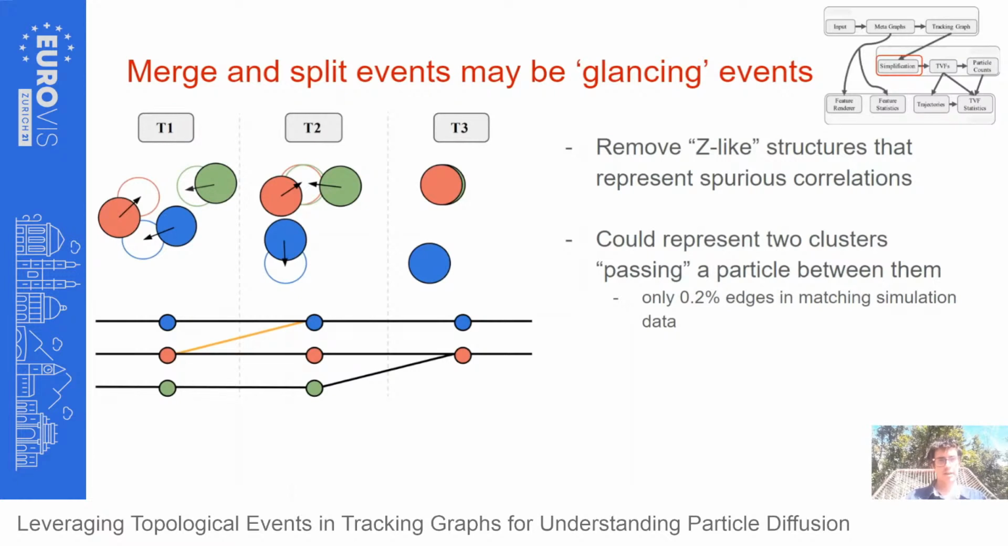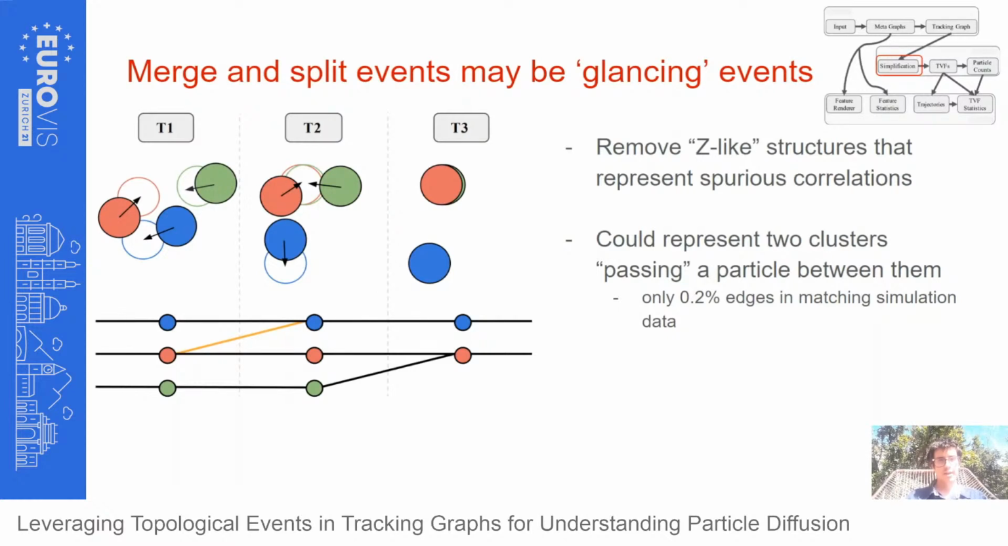This figure illustrates a toy example of a glancing event. Each filled circle represents a feature and its correlation radius. The unfilled circles represent the feature's position in the subsequent frame, and the overlap between these are represented by the edges in the tracking graph.